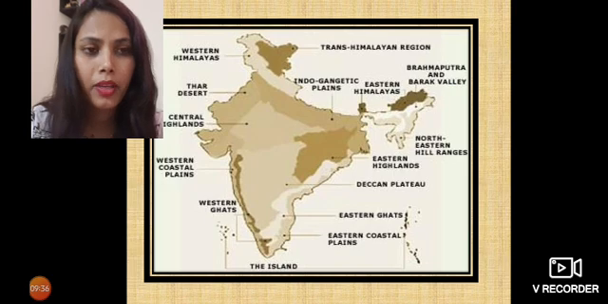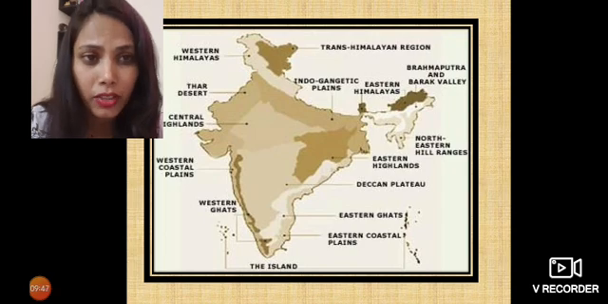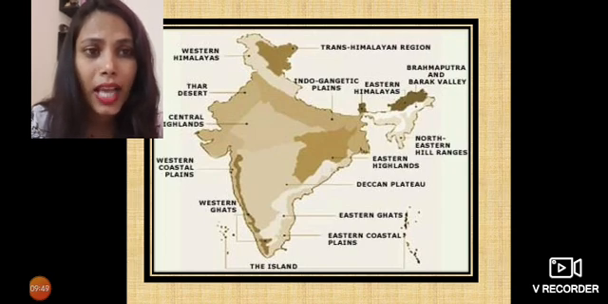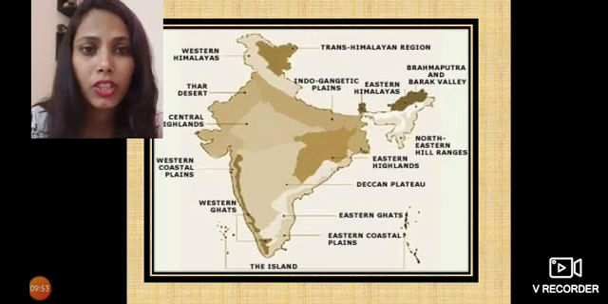Again in the map, I have tried to incorporate many maps so that you get a clear idea what we are talking about. Now see in the map here, in the north, Western Himalayas is written, Trans-Himalayan region is written. Eastern Himalayas is written, so that is the Himalayan region. Then Indo-Gangetic is clearly given there. Please see in the north of India.